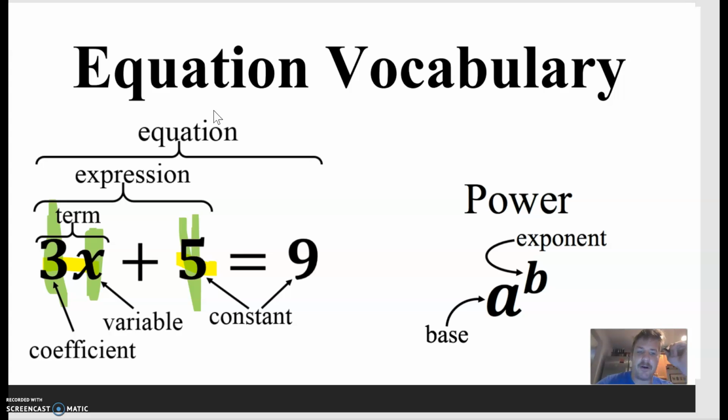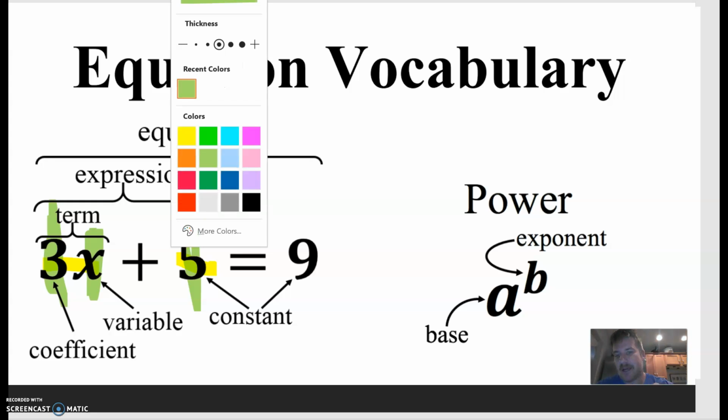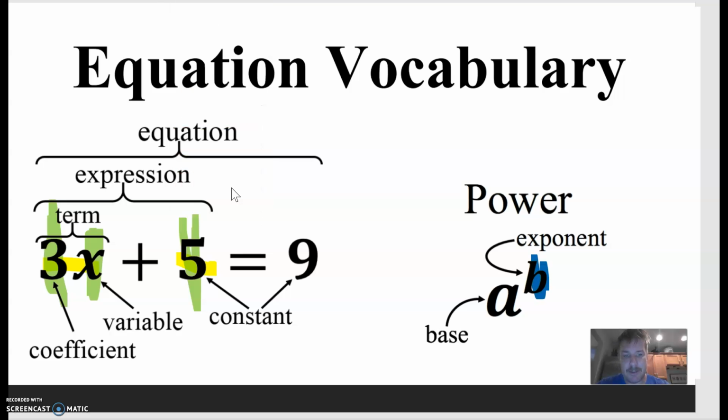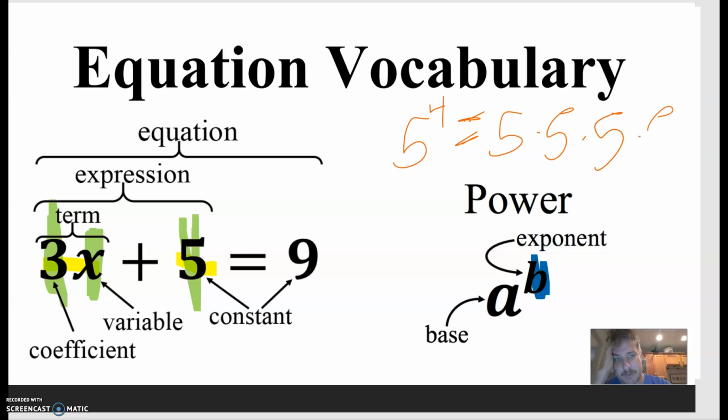A power has what we call a base and an exponent. The exponent is going to tell you how many times you're going to multiply your base. So for example, if I had 5 to the 4th, we know that that would be the base number, 5, multiplied 4 times.